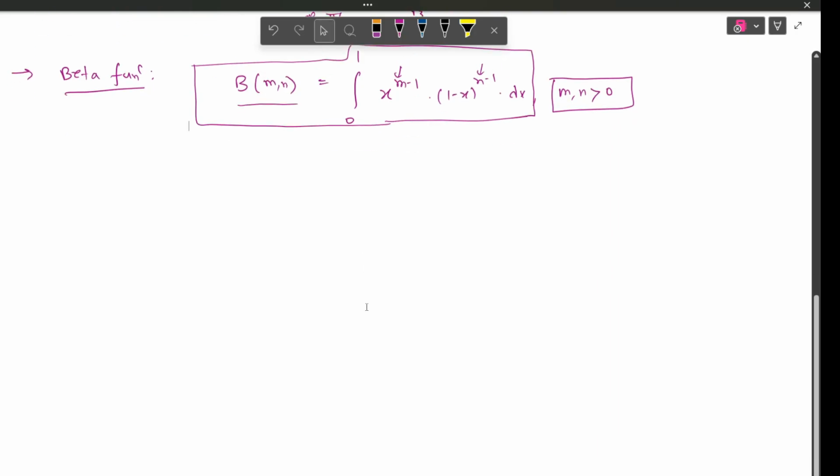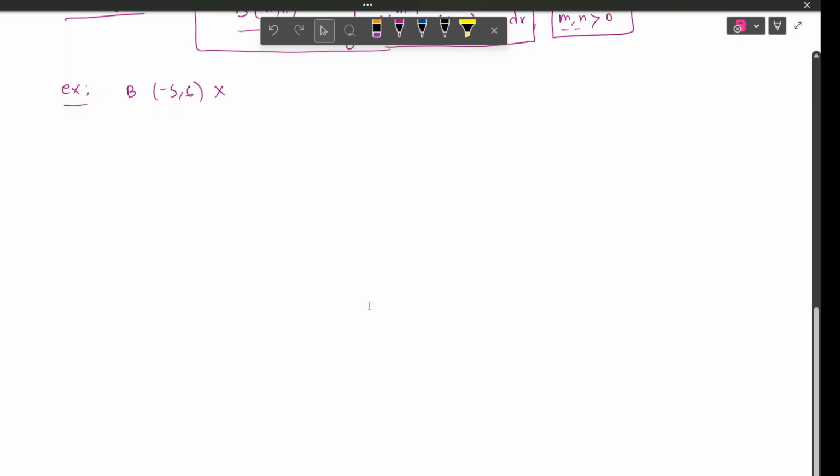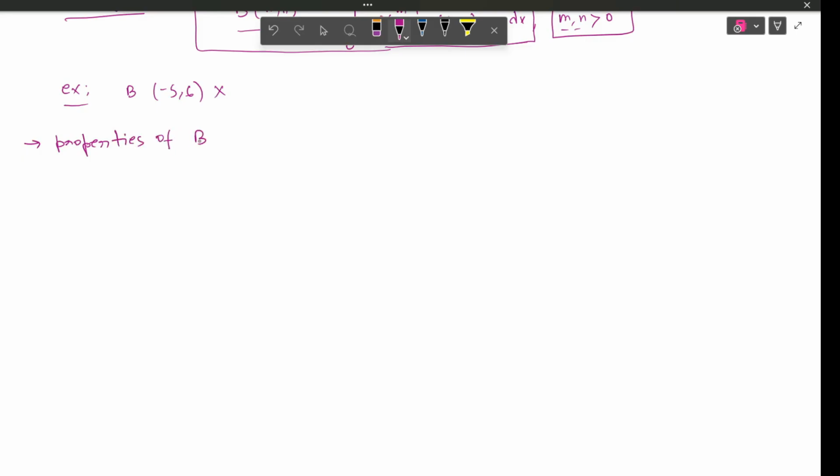Now see, if I tell you to find the value of beta of minus 5, 6, will you get any value? No, right? Because here strictly m and n are greater than 0. So here m is not greater than 0, so we cannot find this value. So remember this. And let's see the properties of beta function.